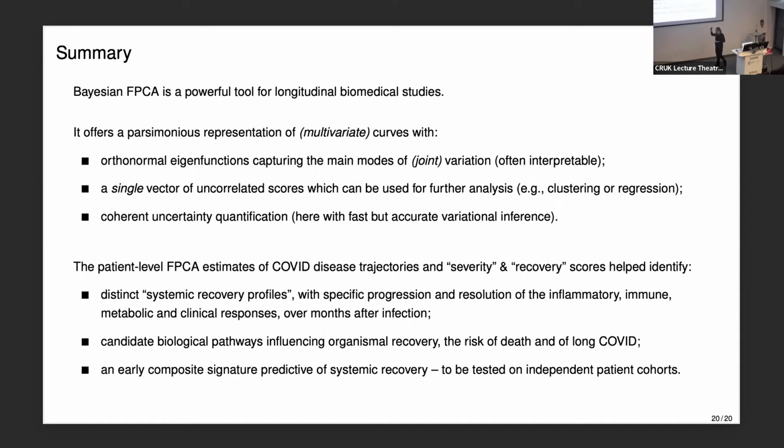Now, of course, it will be very important to try and validate all these findings in other cohorts, and this is something we are looking at the moment.